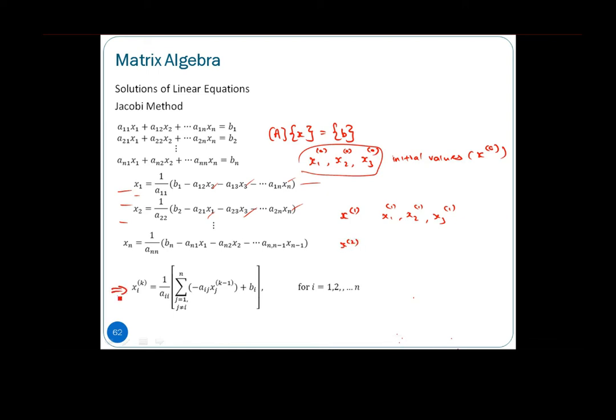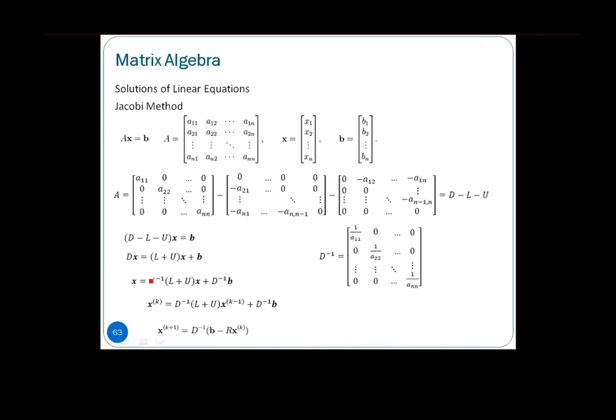So in general, you can see that all your x values of the previous iteration will be used to calculate your x in the next iteration, k. That is Jacobi. In terms of matrix form, you can also solve it in matrix form.